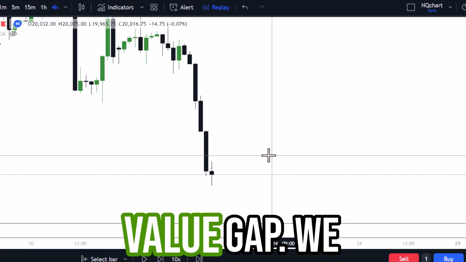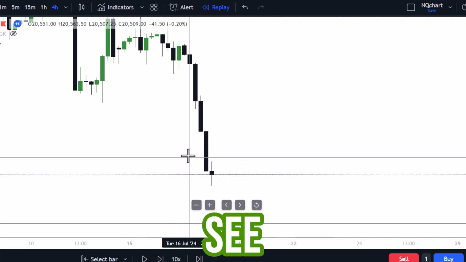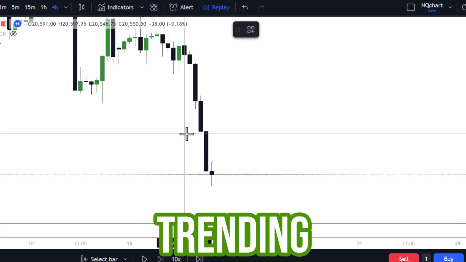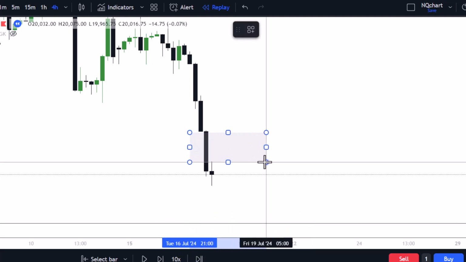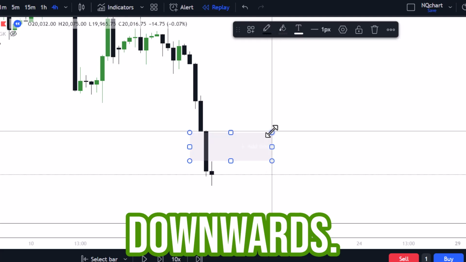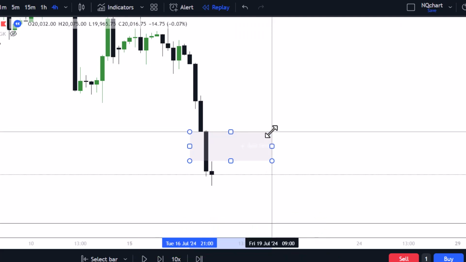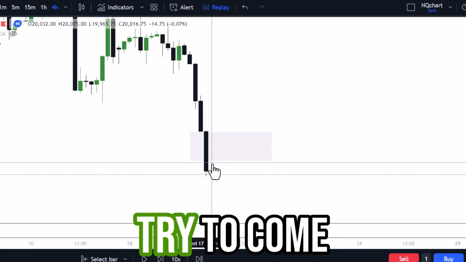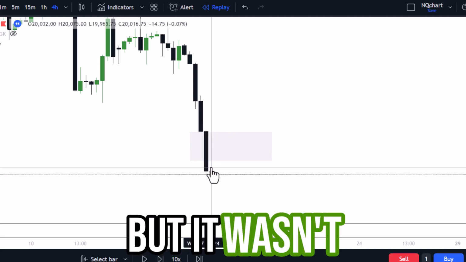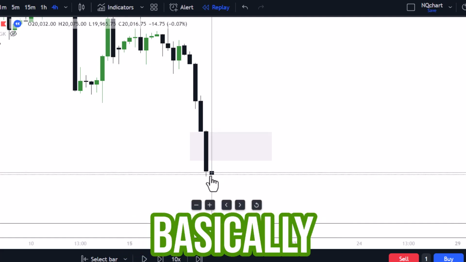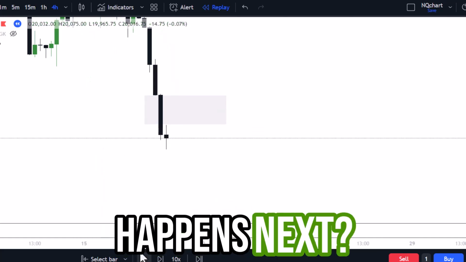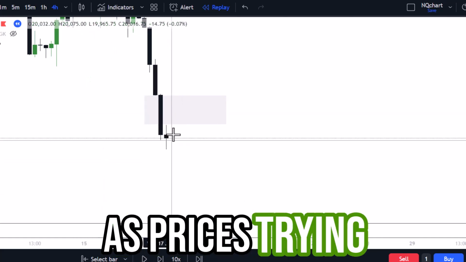Here we have another example of a fair value gap that's formed. Price is in a downtrend and it creates this fair value gap. We see we were trending downwards. Price tried to push up, right? Tried to come back up here, but it wasn't able to, and it closed, basically dojing out right here. So what happens next as price is trying to continue?